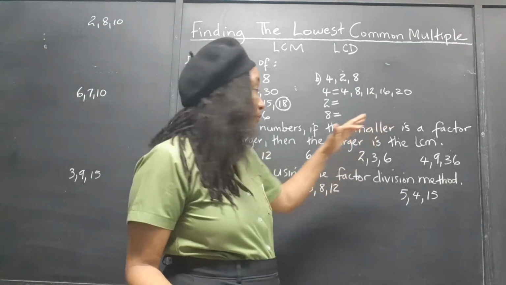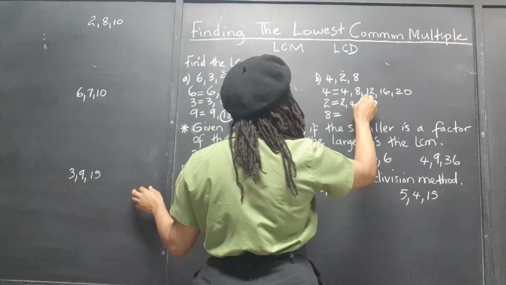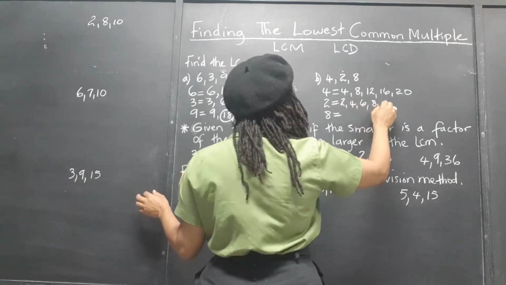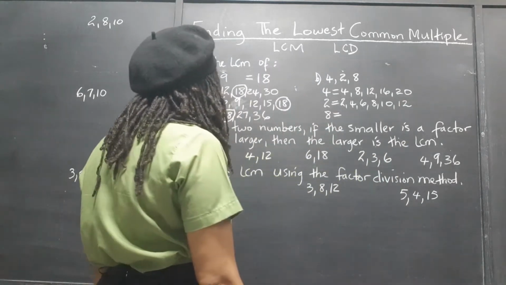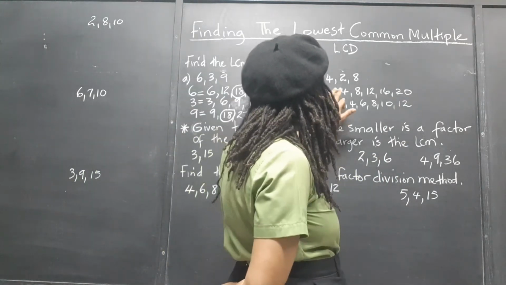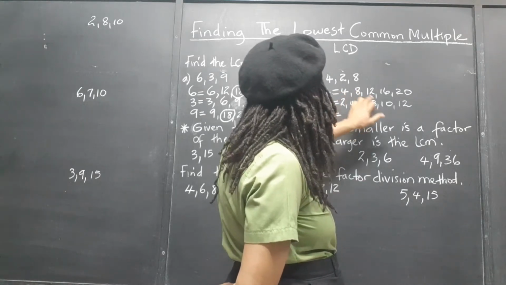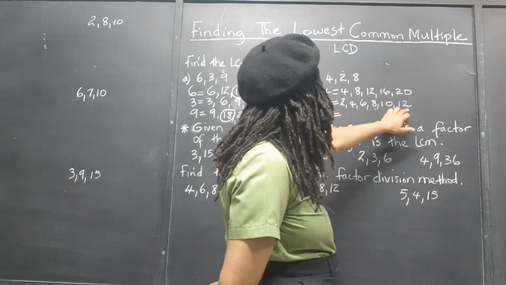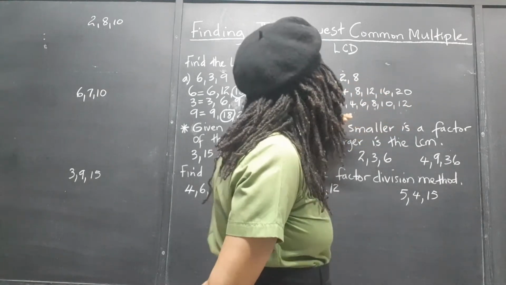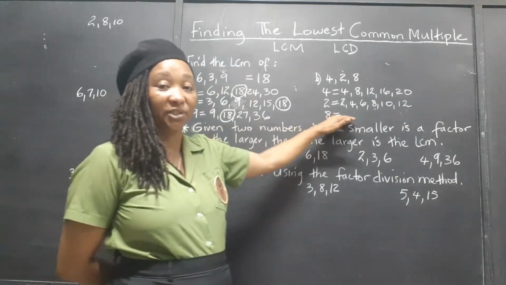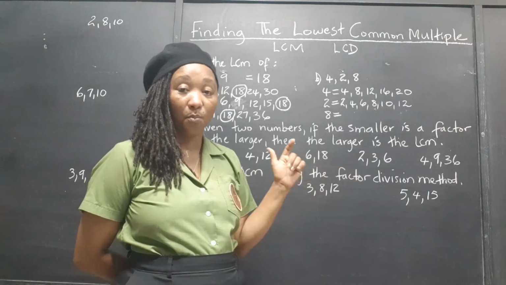So for the 2, 2 ones, 2, 2 twos, 4, 2 threes, 6, 2 fours, 8, 2 fives, 10, 2 sixes, 12. Alright, I'm seeing things that are common here. I'm seeing the 4 is common. Actually, I'm seeing the 8 is common. The 12 is common. So 4 is common, 8 is common. But we have to list the multiples for the 8 because all three of them, the multiple must be common to all three numbers.